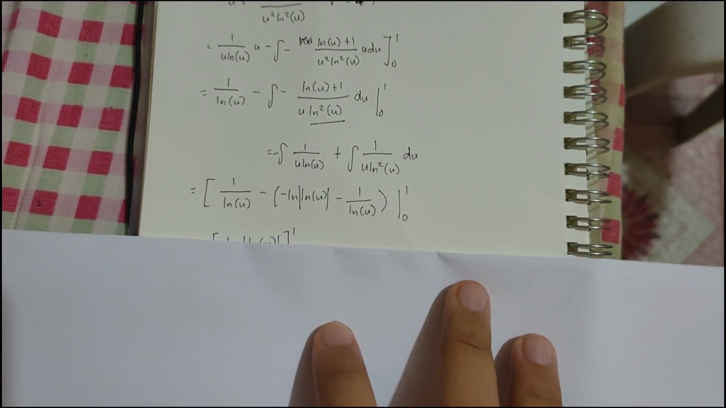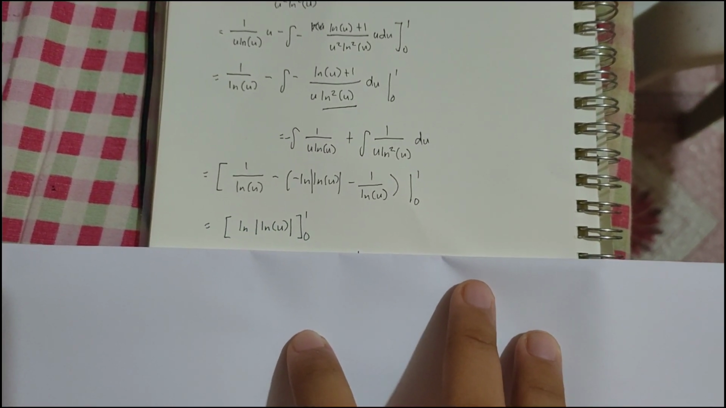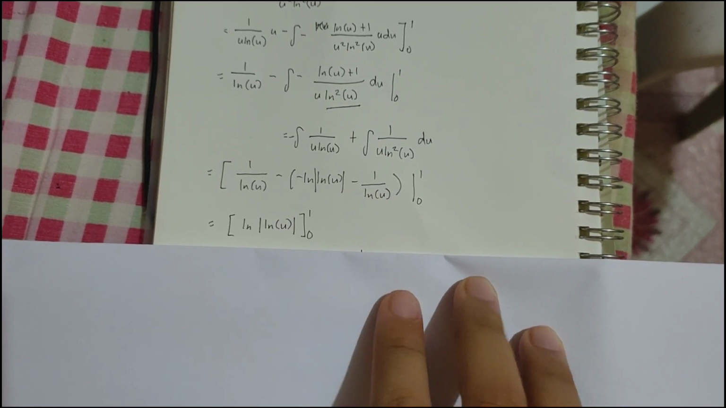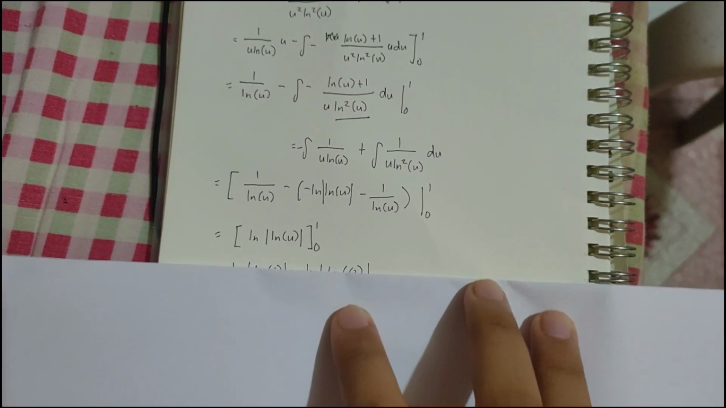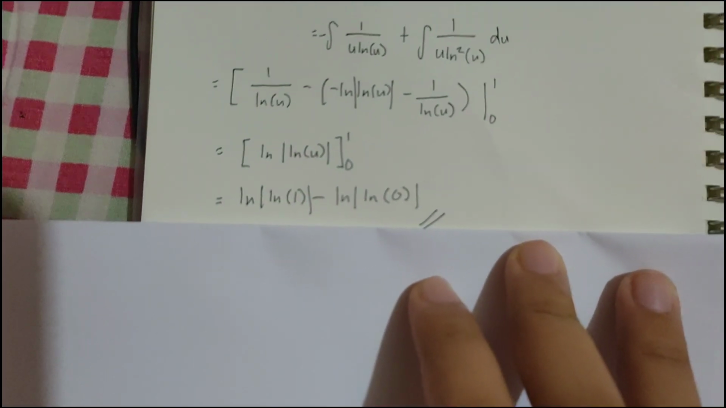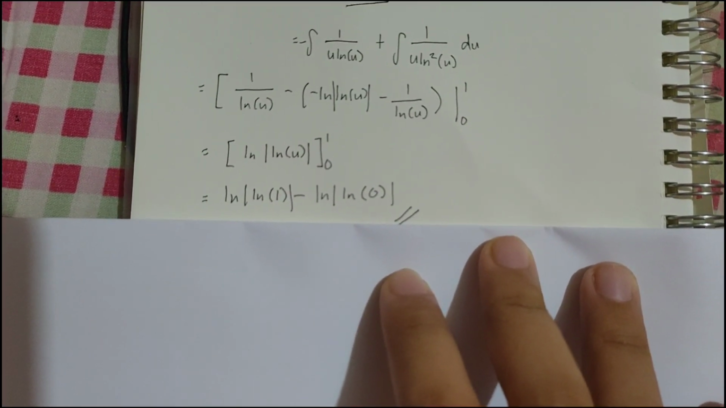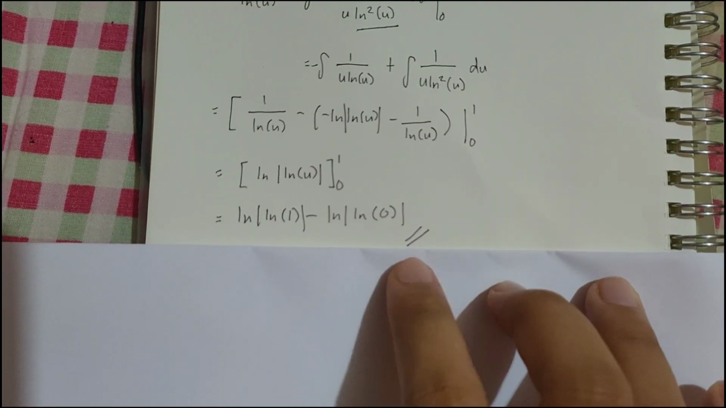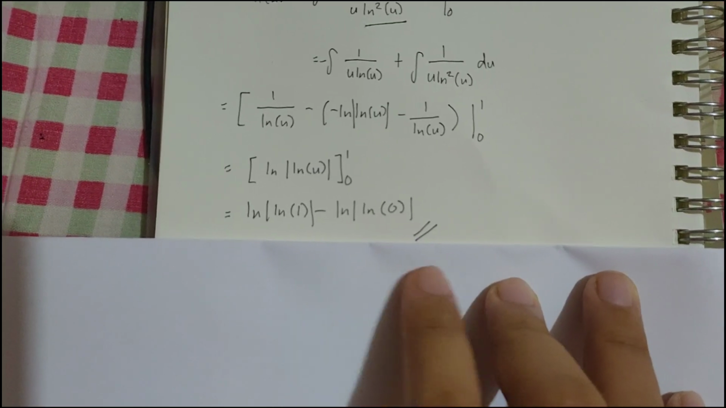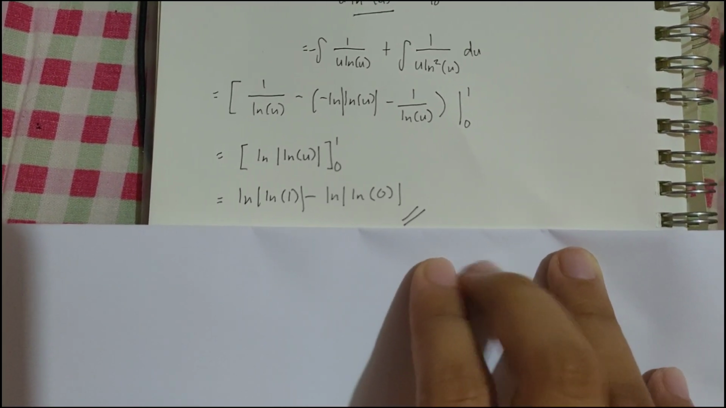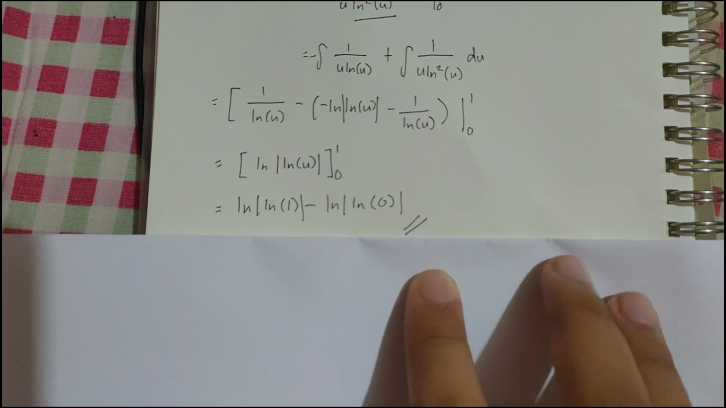We will simplify this, and it is equal to ln of ln u, limits from 1 to 0. So our final answer is this, ln of ln 1 minus ln of ln 0. I just copied it like this since if we compute it with our calculator, it will be undefined. That's all.